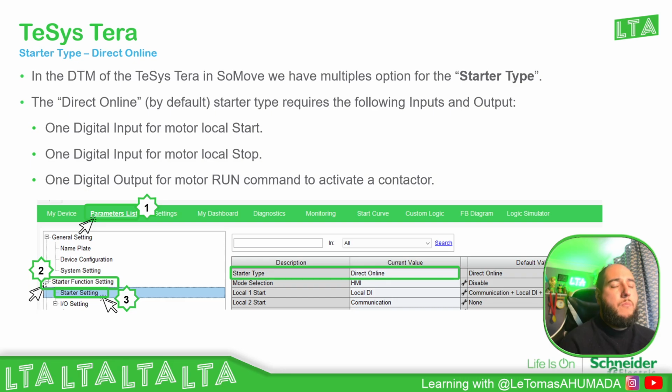Okay, so in order to use this Direct Online, we just need to open the TTM, go to the parameters, start function sections, then go to starter settings and select here the starter type. By default, we have the Direct Online. Basically for this one we just need a start command and stop command, and then an output assigned to one of the outputs in order to close the contactor in order to run the motor. Okay, so simple as that.